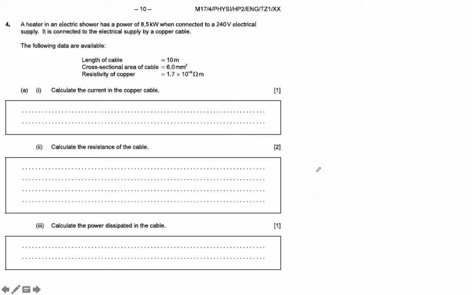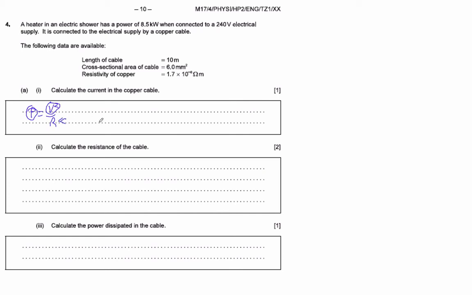All right. Calculate the current in the copper cable. A heater is 8.5 kilowatts when connected to a 240 volt electrical supply. So what did I do? We've got the power and the voltage. The first thing I did was figure out the resistance. Power is V squared over R. I don't know if this is the best way to do it, but this is what I did. We know the power, we know the V, so then we can figure out R.